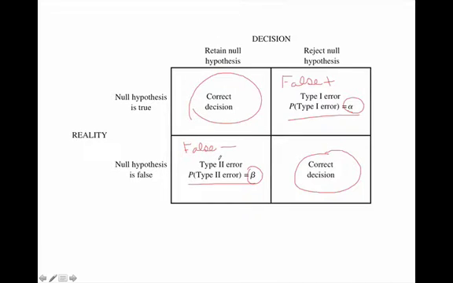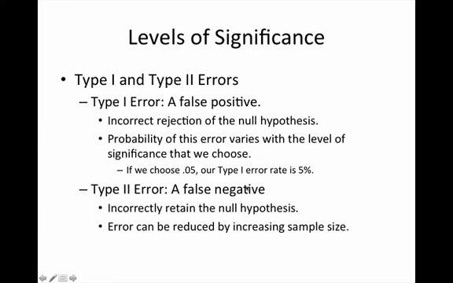What's important for us to realize now is that these are inversely related to each other. So as alpha increases, beta decreases, and vice versa. I have control over alpha. I can set alpha to be 95%, 90%, etc. But I really have no control over the type 2 error.